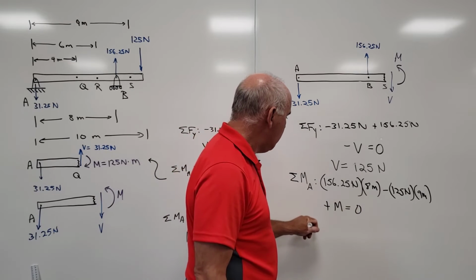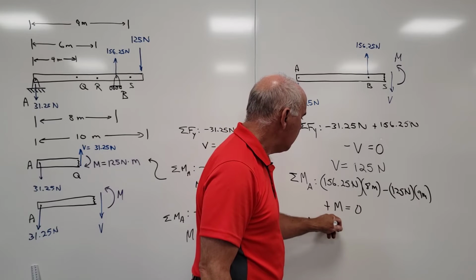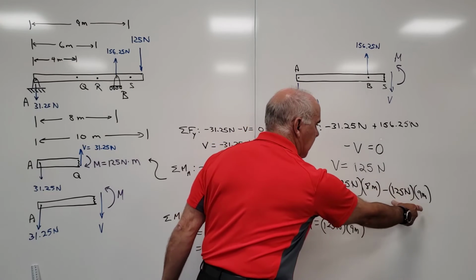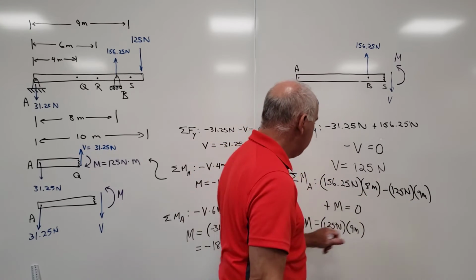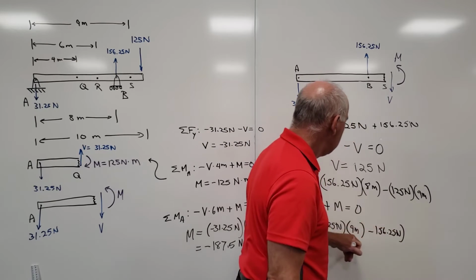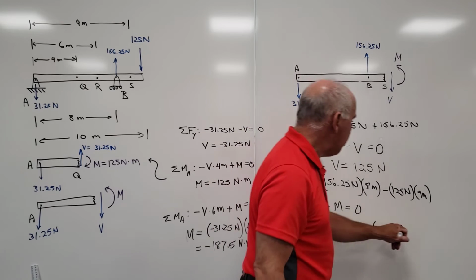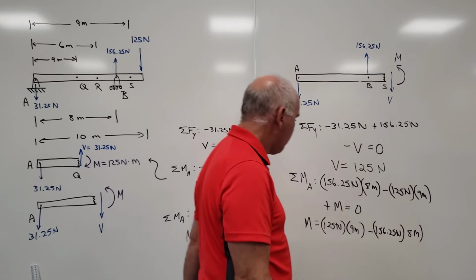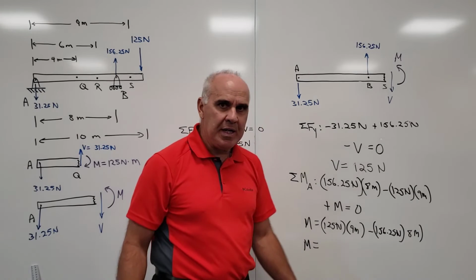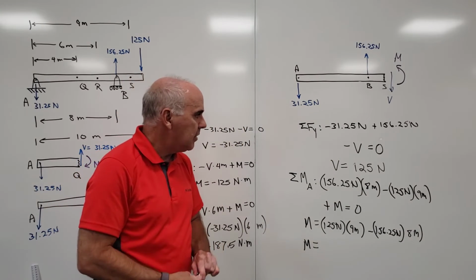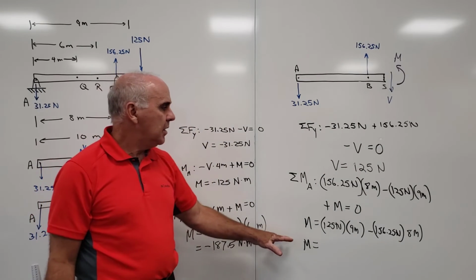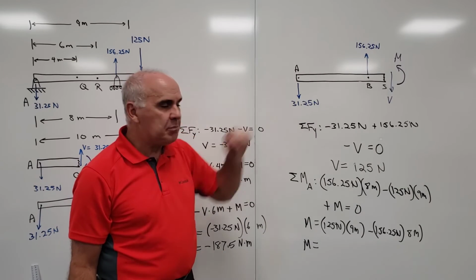All right, so M will equal 125 newtons times 9 meters, because when I bring that to the other side, it's going to become positive. This is going to be negative, minus 156.25 newtons times 8 meters. Whatever that turns out to be, okay? And that will give me my value for M. I'm not going to finish that solution. You can do that on your calculator. All right, and that gives me the moment and the force at point S.